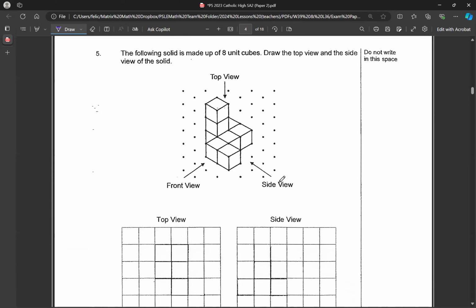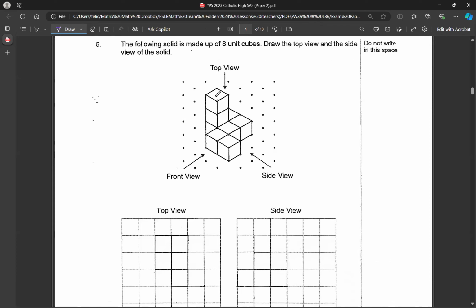Okay, the following solids made up of 8 unit cubes. Draw the top view and the side view. Okay, so top view first. So top view, I will focus from left to right. Imagine my eye is somewhere here. So 1, 2. So this 2 squares first. So I'll just shade 2 squares.